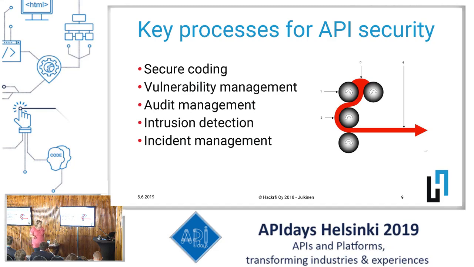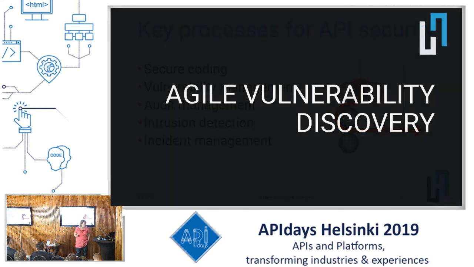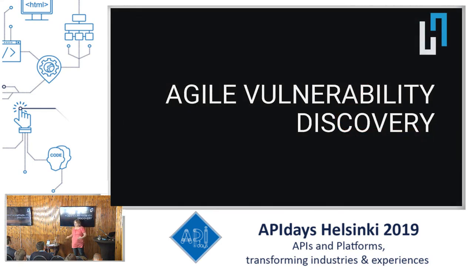So that's the intrusion detection. And whenever we find something, the proverbial shit has hit the fan, we need to know what to do in that case. So we need to have some kind of incident management process or rules, or at least, at the minimum, know who is responsible for doing what. So of these processes, I'm talking about basically vulnerability management, vulnerability discovery. And that's why we want to do it in as agile a way as possible, because our world today is much more agile.